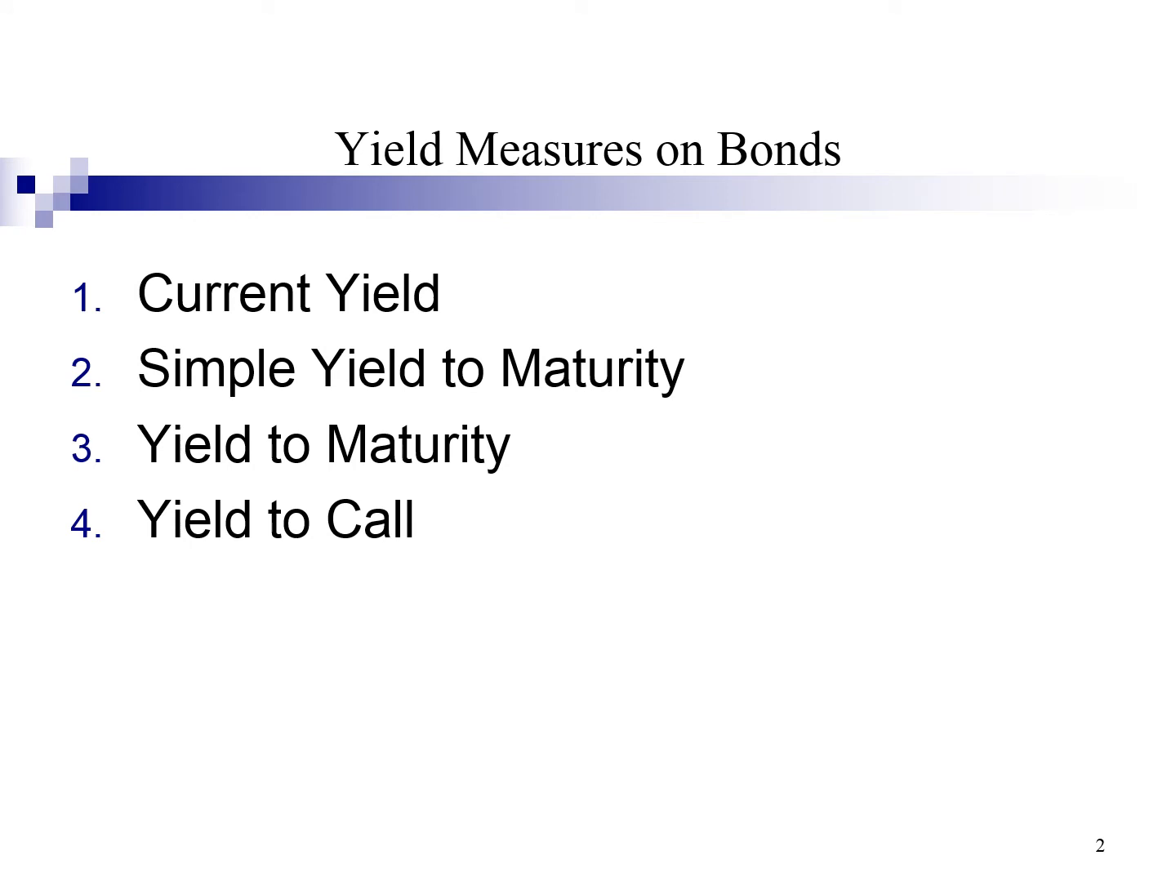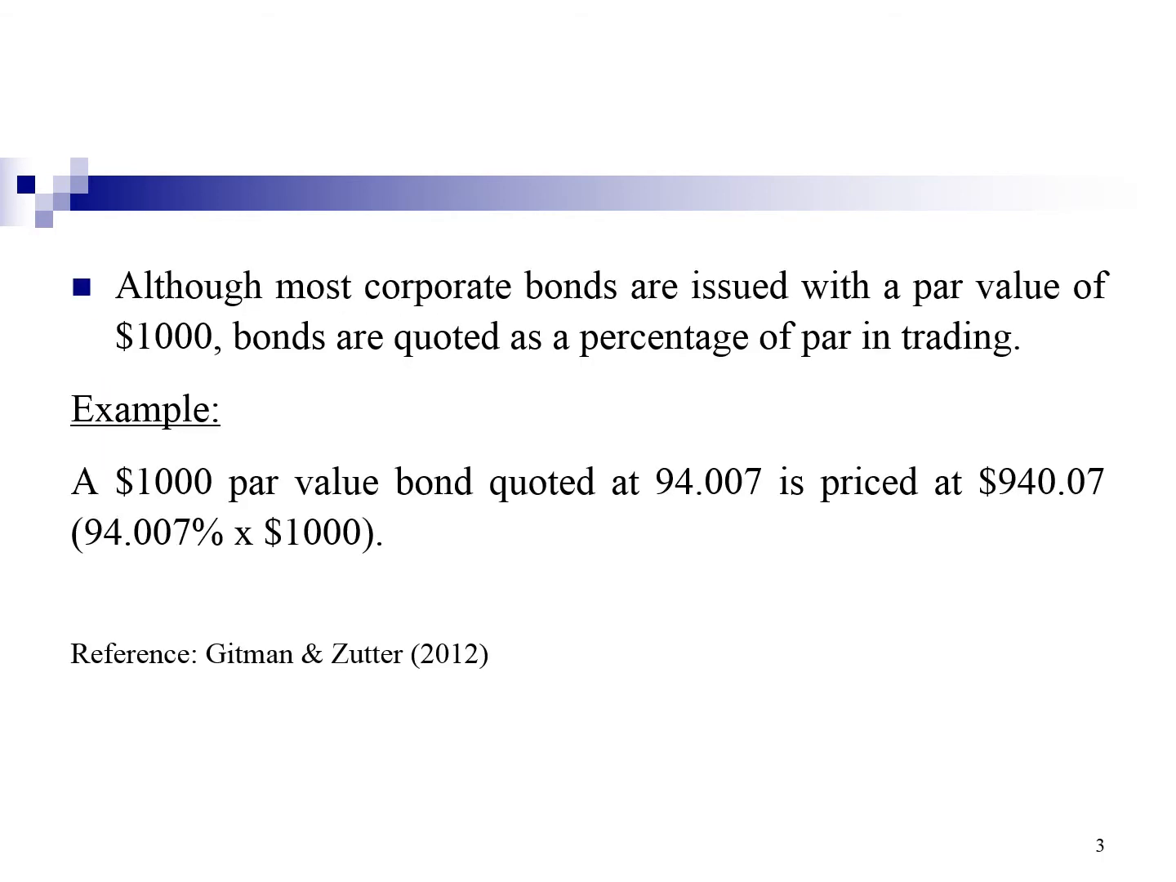In this video, we will learn four types of yield measure. Let's go through them one by one. Par value is also known as face value, maturity value, or principal. Take note that although most corporate bonds are issued with a par value of 1,000, bonds are quoted as a percentage of par during trading. For example, a 1,000 par value bond quoted at 94.007 is priced at $940.07.